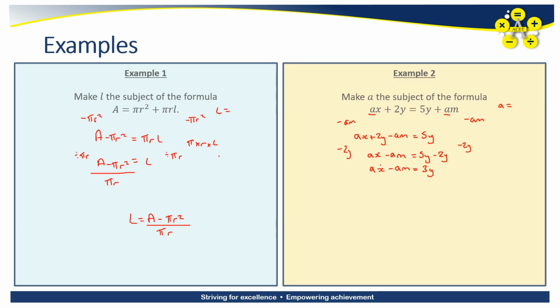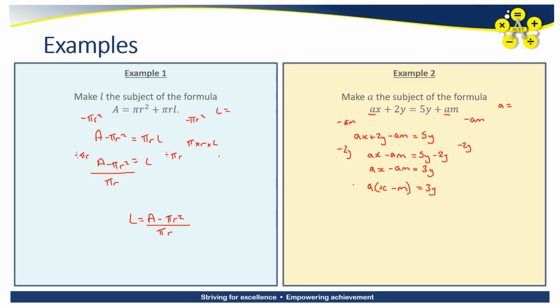Now, I'm still looking at this left-hand side. I've got AX minus AM, and I want it to say A equals. Notice A is a common factor here. I've got A times X, and I've got A times M. So what I'm going to do is factorise. I'm going to bring A outside of a bracket and factorise these two terms. So it's going to say A, x minus m. I'm dividing both of these terms by a common factor A, and then I've got x minus m remaining. I've not done anything to the right hand side, so I'm going to leave it alone.